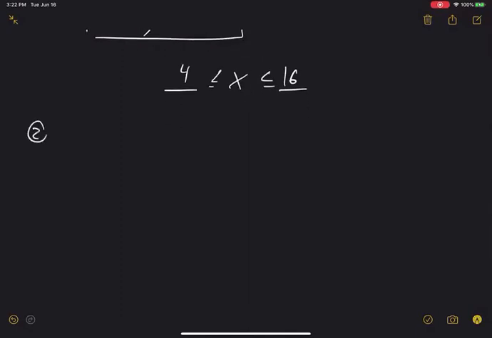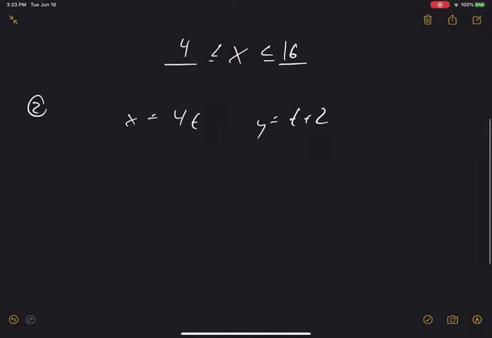Moving on. Again, we have x equals 4t, y equals t plus 2. So a pretty basic set of parametric equations. I'm not going to graph them. This is one of the ones where there are no squares, no even powers. So I could really solve for t in either of these.